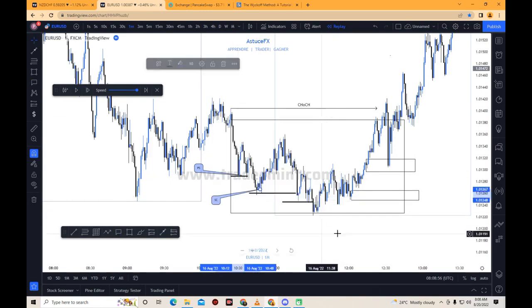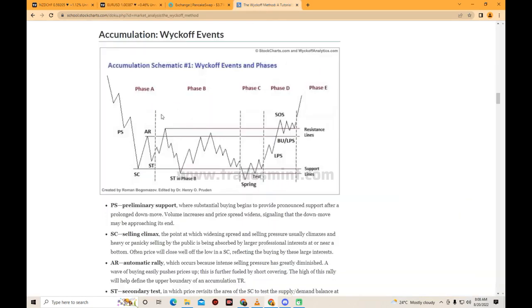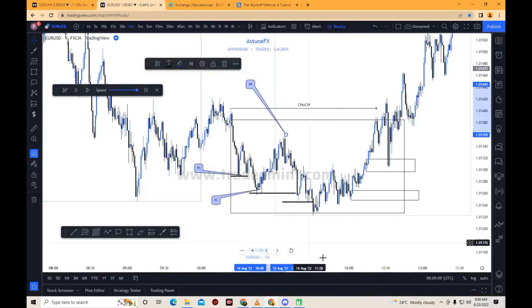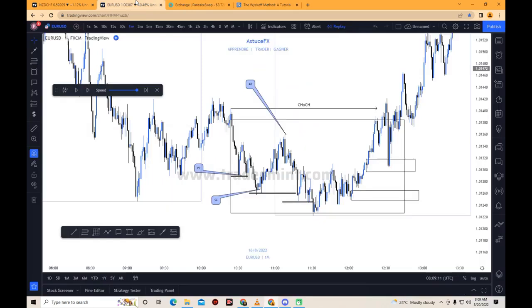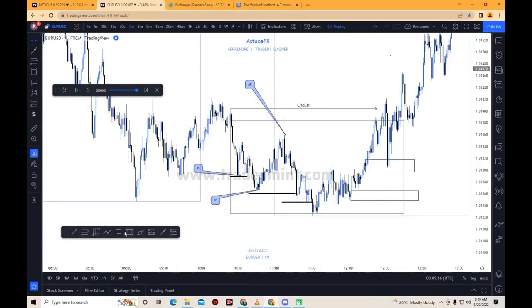We have the selling climax. Now we'll have automatic rally, which is this one. We have the automatic rally, and after the automatic rally, we have the secondary test in phase B before the spring. Actually, here the secondary test in phase B happens.